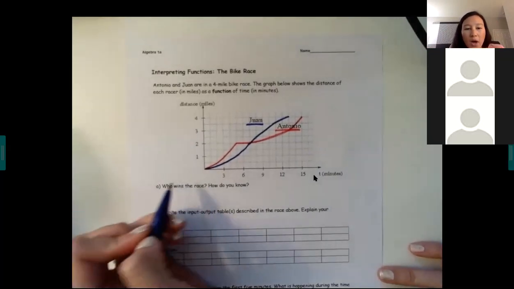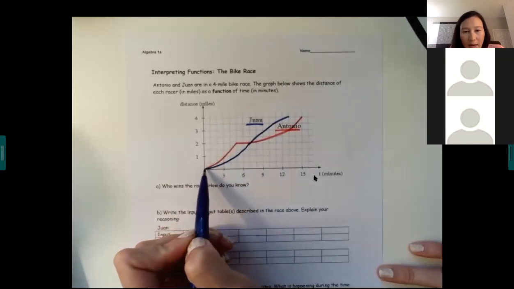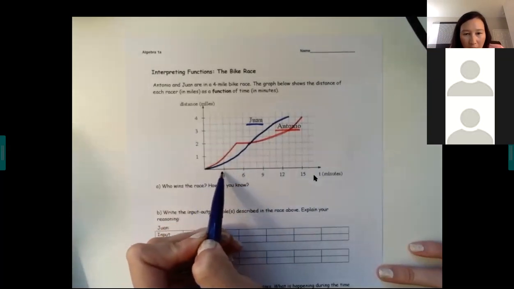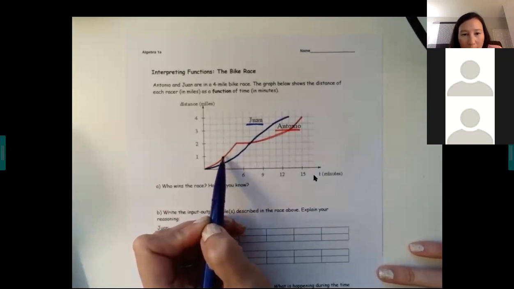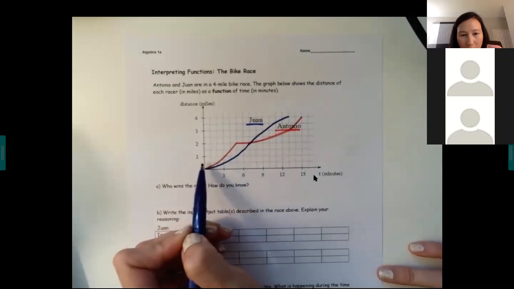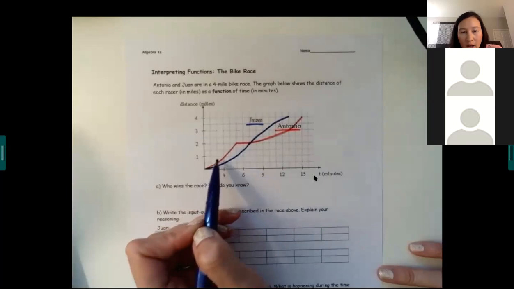Okay, so let's just look at the lines and see what's happening. We can look at 3 minutes. Juan is our blue line. He's only gone about half a mile, while Antonio, our red line, is already at the 1 mile mark. So Antonio starts the race off much faster than Juan.